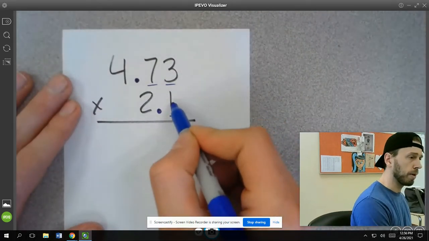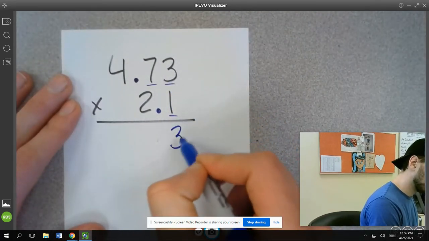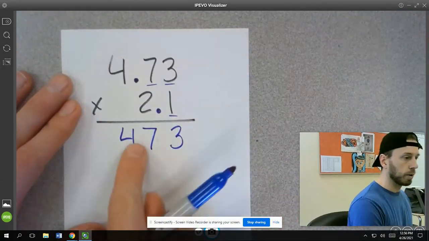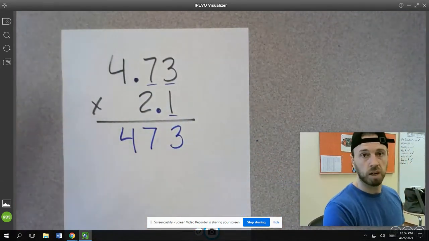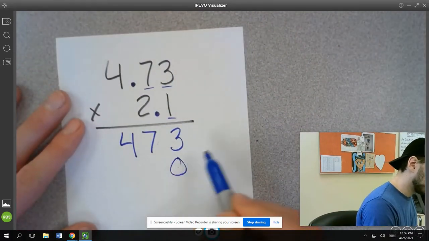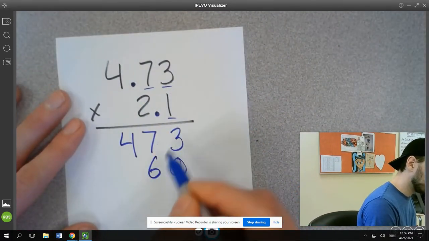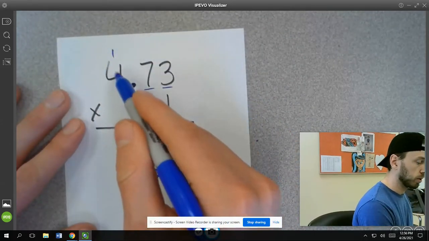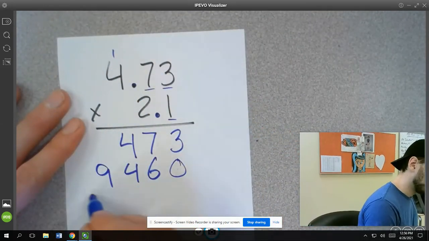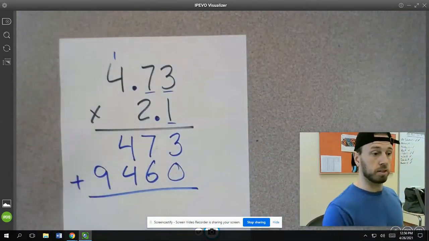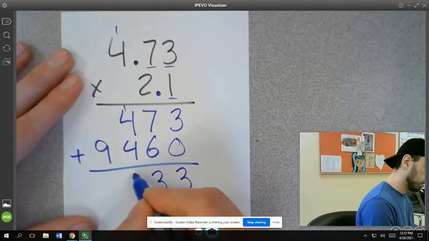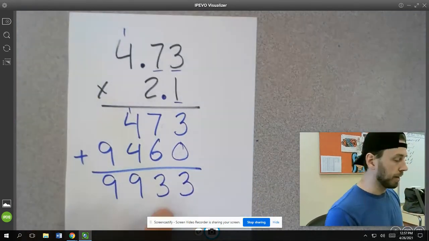Here we go. We'll multiply through by the 1. So 1 times 3, 1 times 7, 1 times 4. Notice how I'm putting no decimals in this part. I'm not even worried about it right now. Place my 0. 2 times 3, 6. 2 times 7 is 14. And 2 times 4 is 8, plus 1 is 9. Add all this up, still no decimals. And I get this number down here.